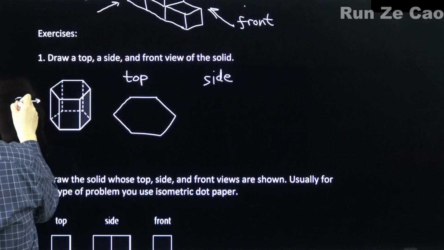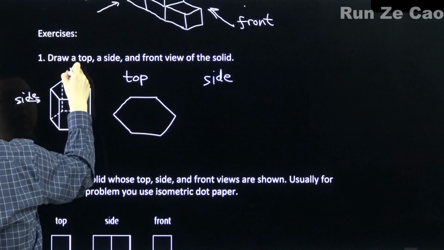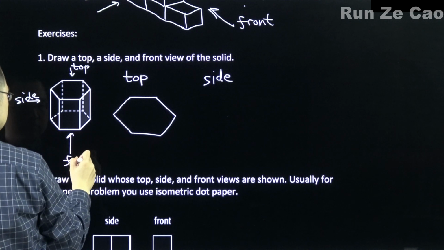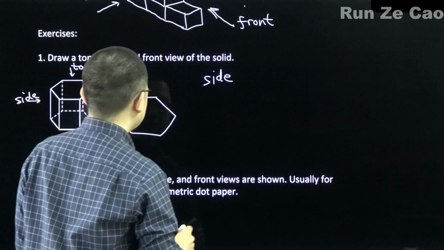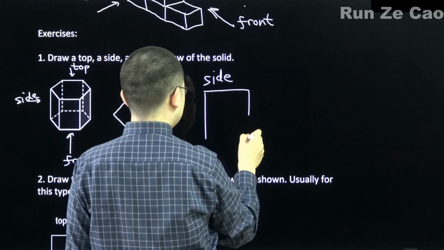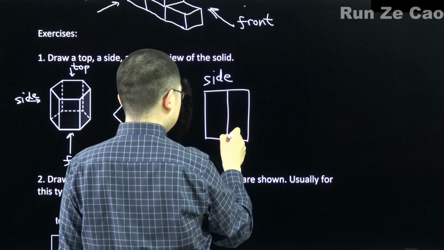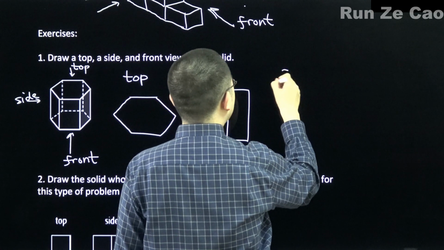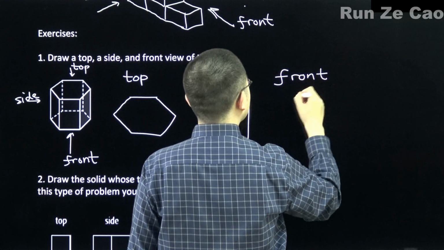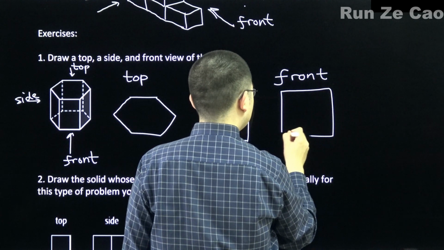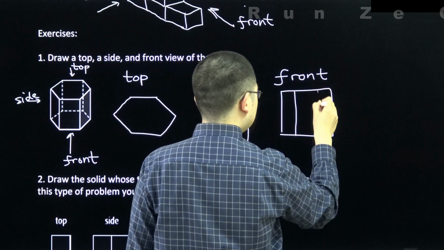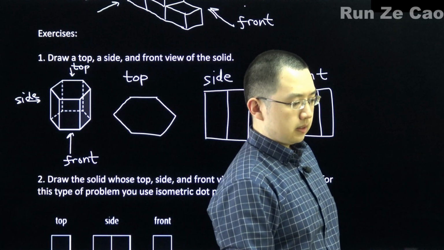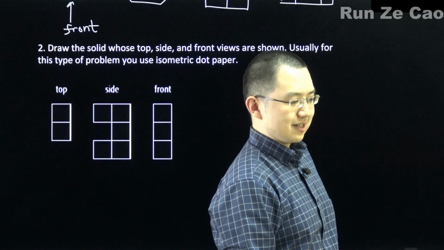And the side, well, this is side, top, front is from, well, here. Okay, the side is going to look like this. Yeah, this should be evenly divided, and front is going to look something like this. Depending on how regular this hexagon is supposed to be.